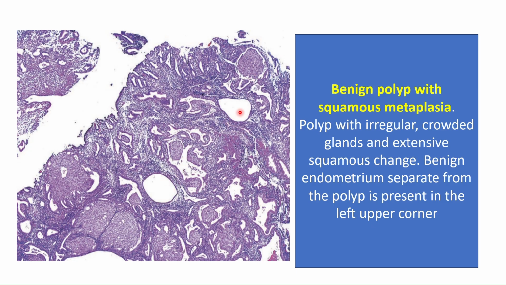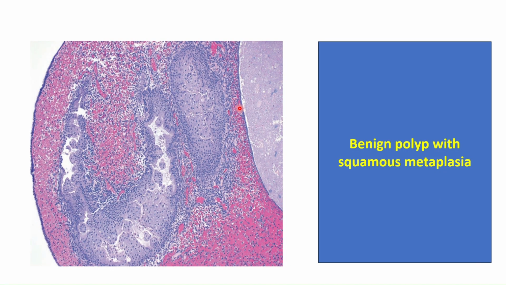Here few glands are cystically dilated. This is a high power view, a very clear picture showing a polyp having surface epithelium. This is gland. Some part of the gland shows epithelium with squamous change. So these are the components showing squamous metaplasia, and this is normal glandular epithelium.